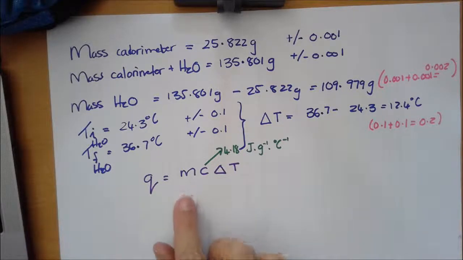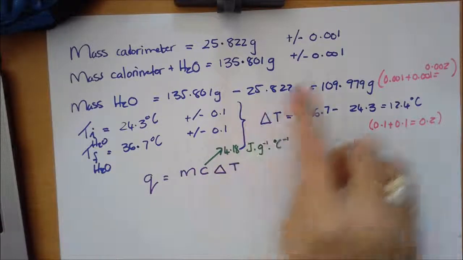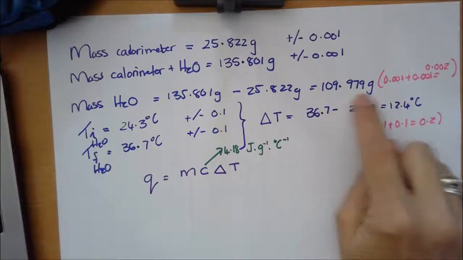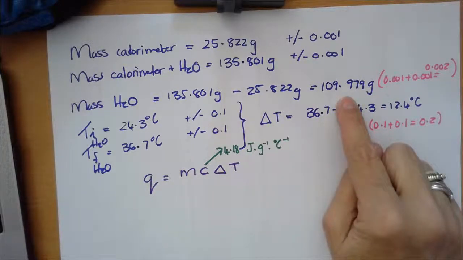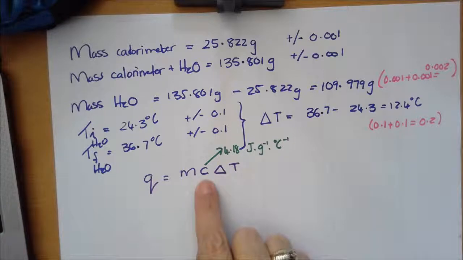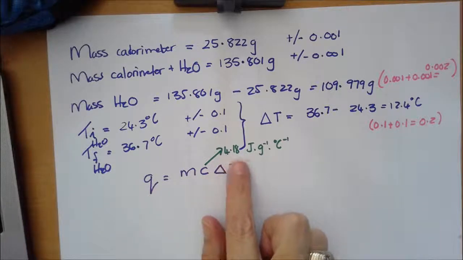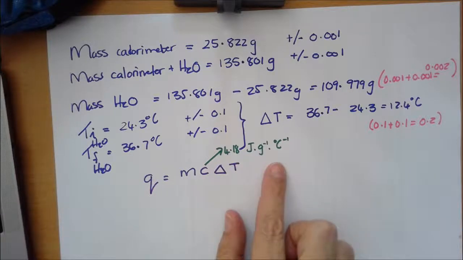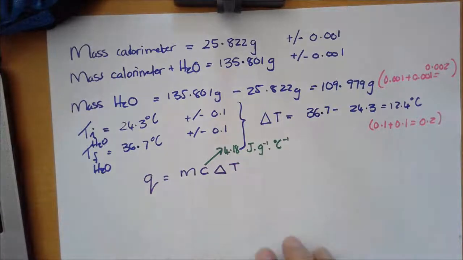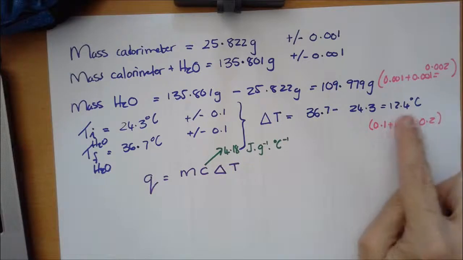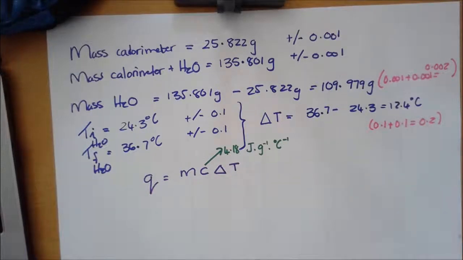To use this, I will look at what was heated. I heated the water. So I need to know the mass of my water that was used, which I have over there. I'm going to use the specific heat capacity of water as 4.18 joules per gram per degree Celsius. And I'm going to use my change in temperature, which I determined here to be 12.4 degrees Celsius. So let's substitute that into the equation.